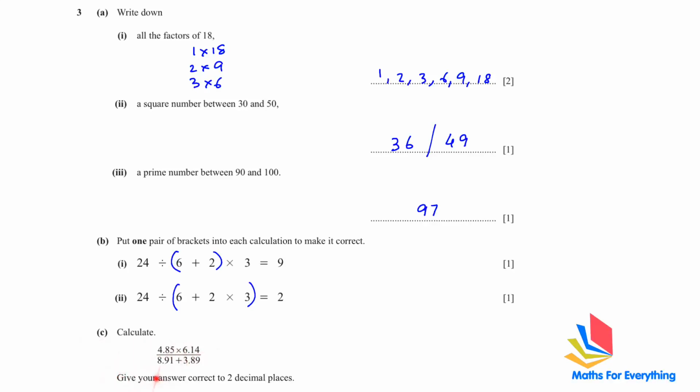Part C, calculate, give your answer correct to 2 decimal places. Put the whole thing in the calculator and we will get 2.326. But we want the answer correct to 2 decimal places, so we want the number to be over here. If you have 5 or a number bigger than 5 after the number we want to round, we add 1. So this will be 2.33.